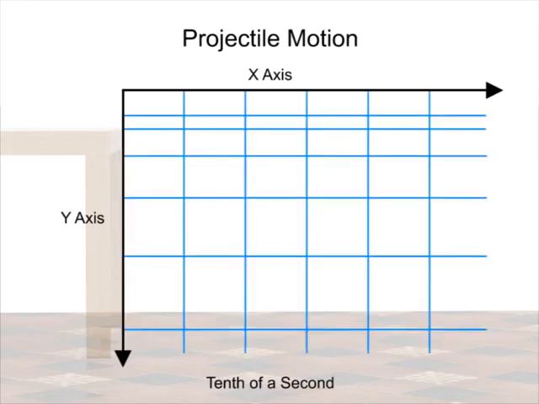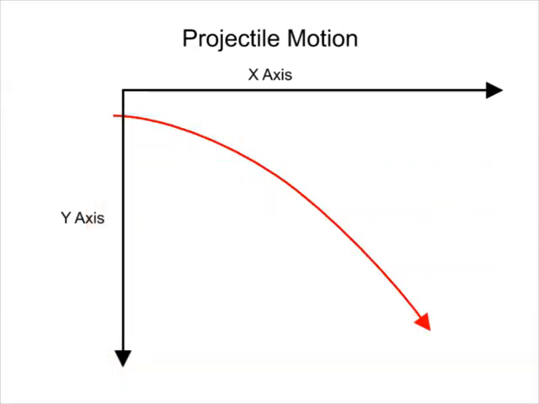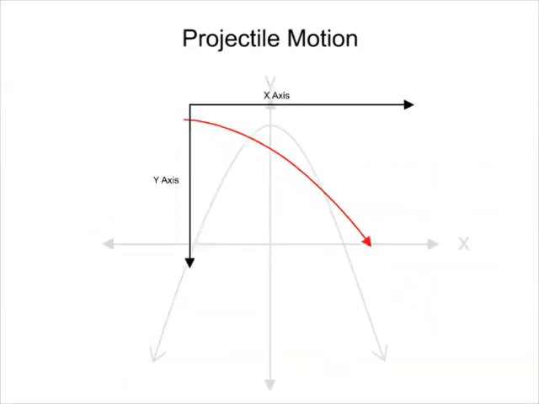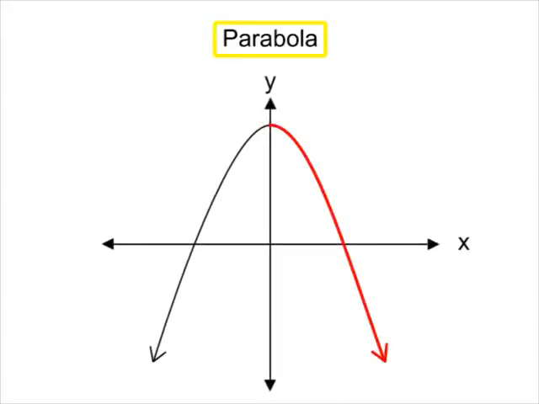The curvature of the ball's trajectory is the combination of its constant horizontal motion and its increasing vertical motion. Mathematically speaking, the outline of this path is known as a parabola.